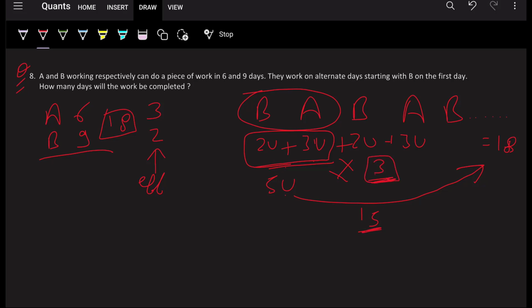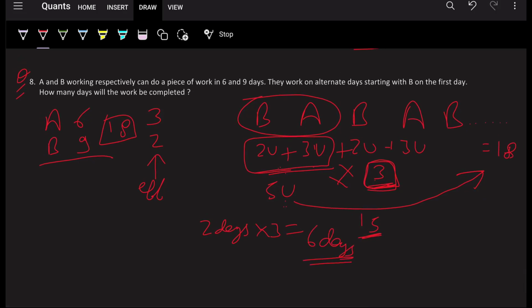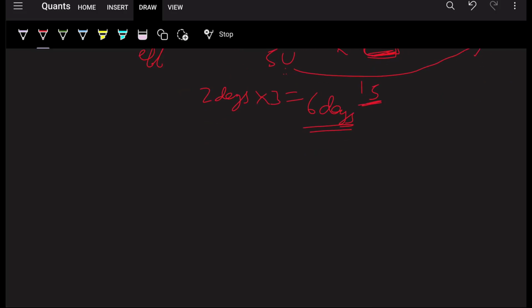So that means one 5-unit block contains 2 days. Now we have taken 3, so it will be 2 days into 3, which is equal to 6 days. Now 6 days are completed and 15 units of work is completed. Okay, so 6 days and 15 units of work is completed.